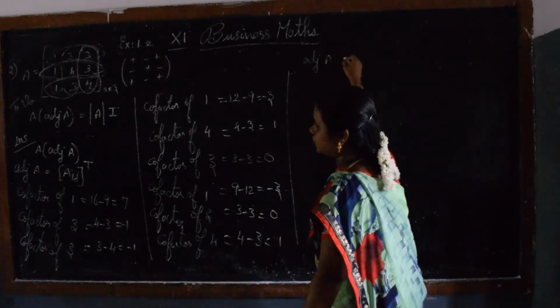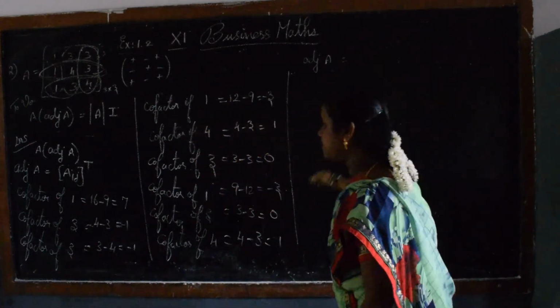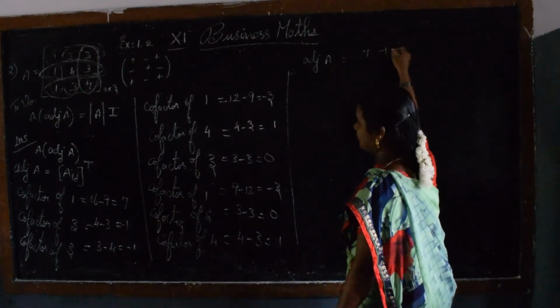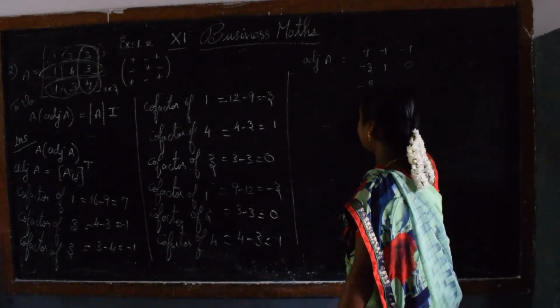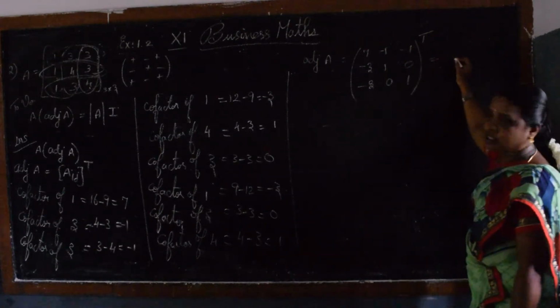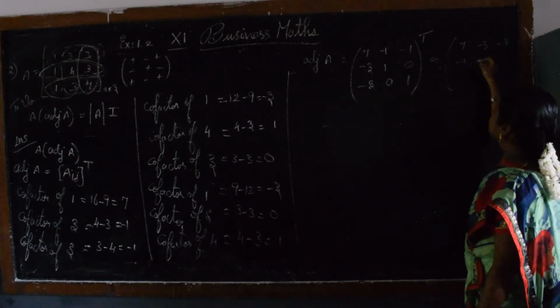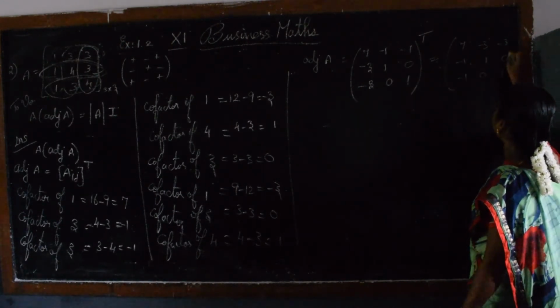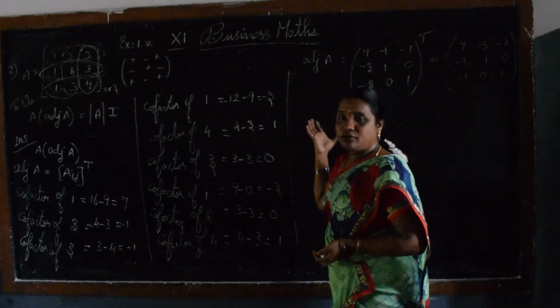Adjoint of A is equal to, write all the elements, then take the transpose for this. What are the elements? 7, minus 1, minus 1. Next row, minus 3, 1, 0. Last row, minus 3, 0, 1. Now you take the transpose for this. Change the column into row. 7, minus 3, minus 3, minus 1, 1, 0, minus 1, 0, 1. This is the adjoint of the given matrix.